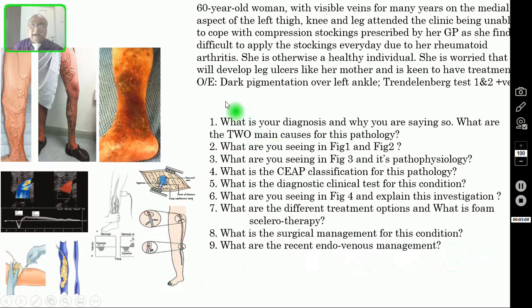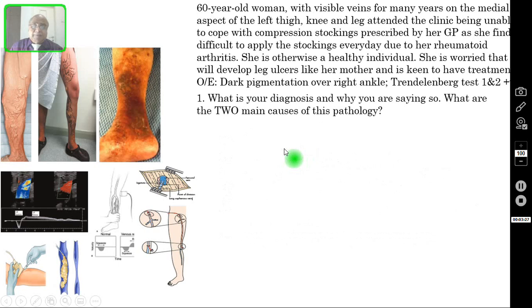So now I am requesting my viewers to pause the video and try to answer all these 9 questions. After answering, you can verify your answer with the correct answers which I am going to discuss in the subsequent slides. Question number 1, what is your diagnosis and why are you saying so? What are the two main causes of this pathology?